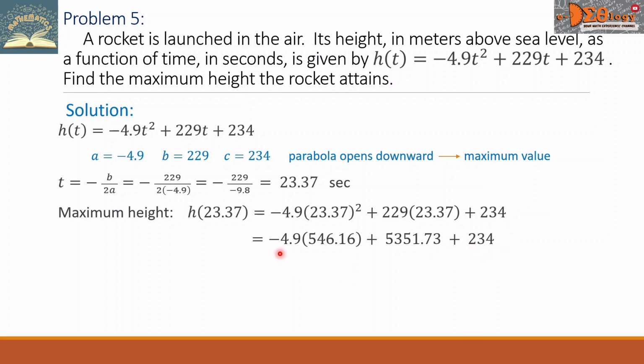We multiply this negative 4.9 by 546.16. That will be negative 2,676.18. Then we add these two numbers. The sum is 5,585.73. Then we combine these two numbers. One is negative and the other positive. Finally, the answer is 2,909.55. And the unit here is meters. This is the maximum height.